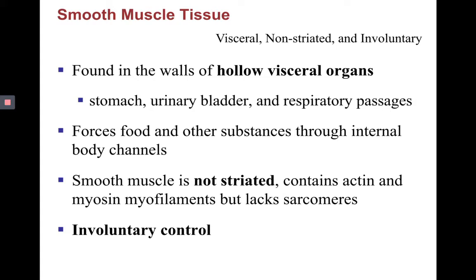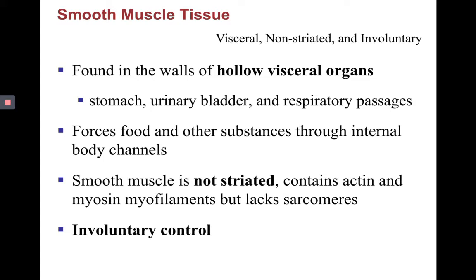Smooth muscle's name tells you that it's not striated, so it does contain actin and myosin, but not in repeating, alternating patterns. So without that repetition of the myofilaments, we don't have sarcomeres, which are units of contraction. So since we don't have sarcomeres, we don't have striation. And more on sarcomeres, so I won't just introduce that term and not explain it, but it's coming up.